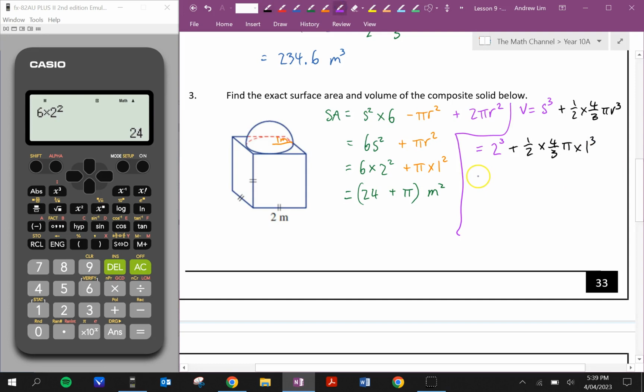So if we put that in our calculator, now, because we want exact, let's just do this bit. We know that's 8. And then in my calculator, I'm going to type this in without the pi. So we've got half times 4 on 3 times 1 cubed, which is 2/3. So we're going to put the pi at the top. 2 pi on 3. This is volume, so the units is meters cubed. But again, I'm going to put this in brackets, because that represents the entire volume.